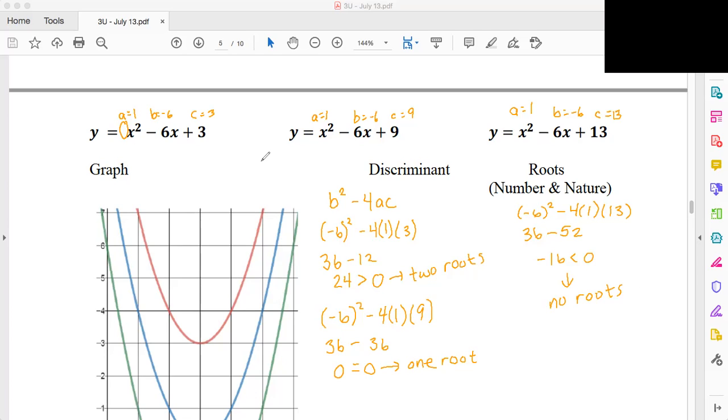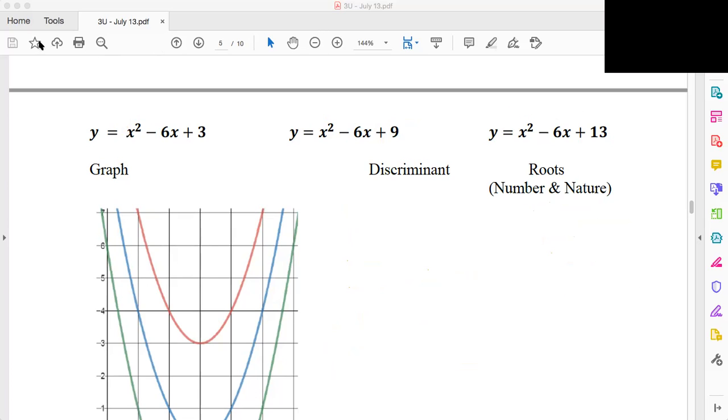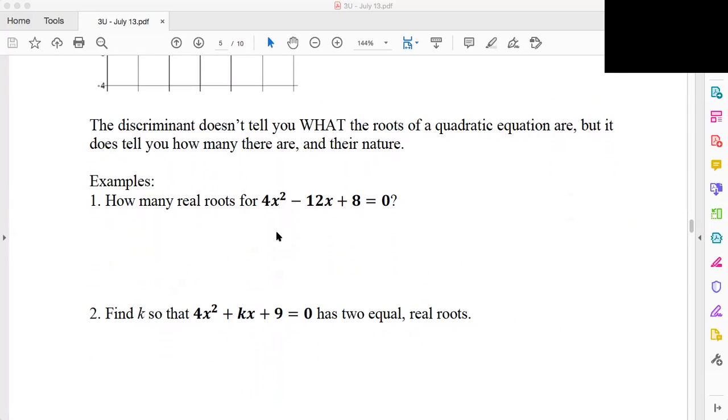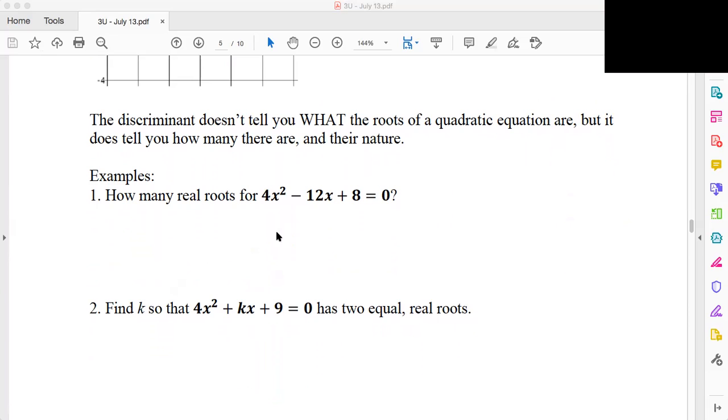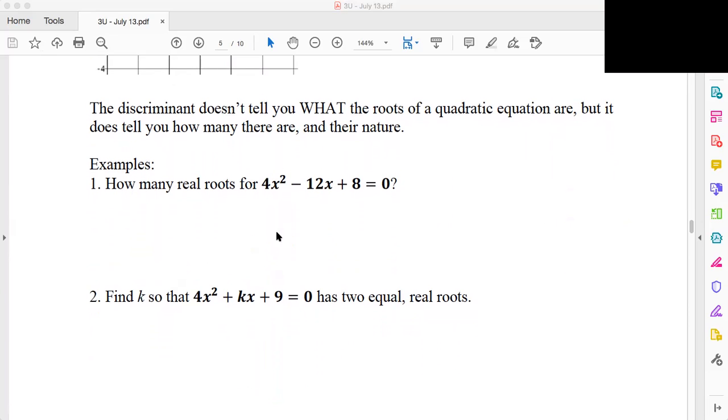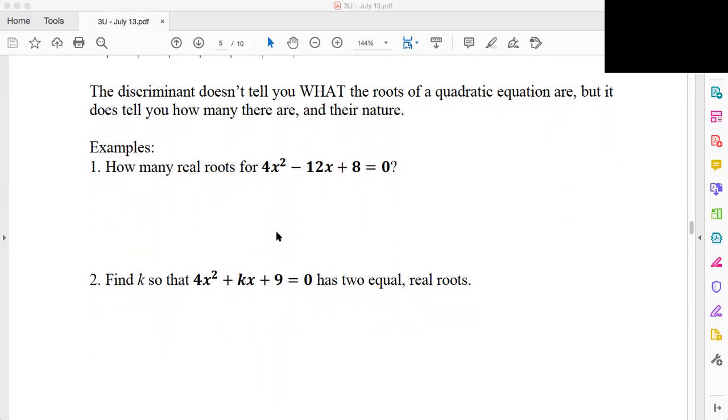So I'm going to erase this, and we're going to do a few more examples, and you're on your own. The discriminants tell you how many roots they have, but they don't tell you what the roots are, which is unfortunate. But it does help us to figure out how many we're looking for.